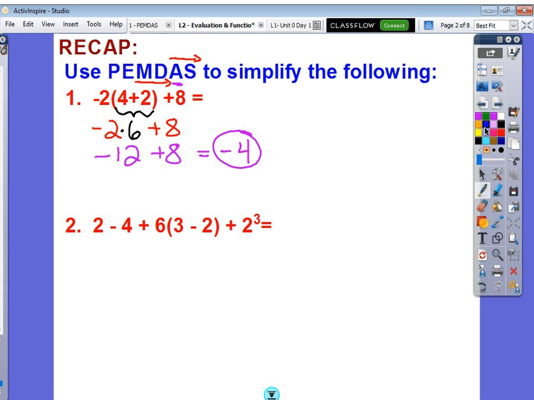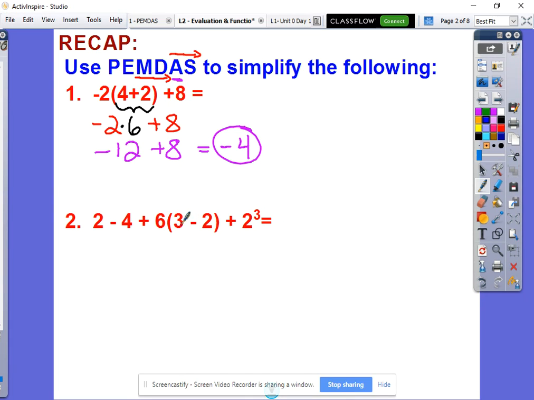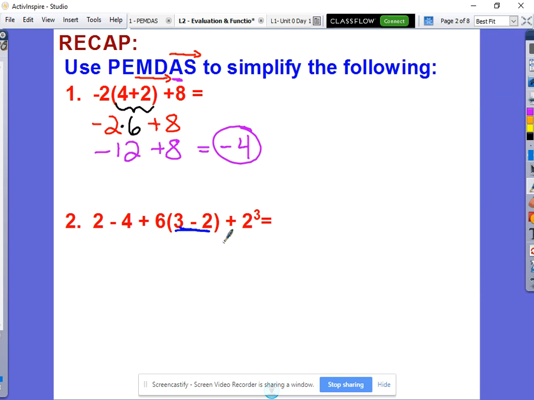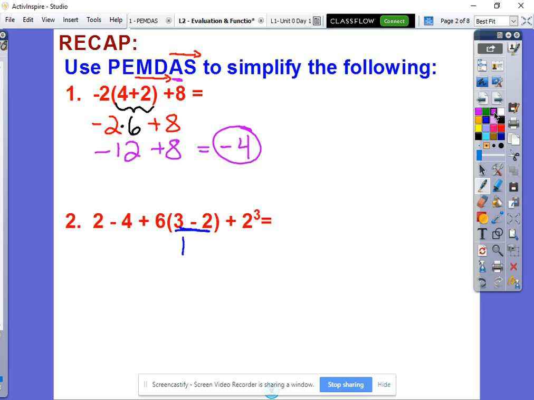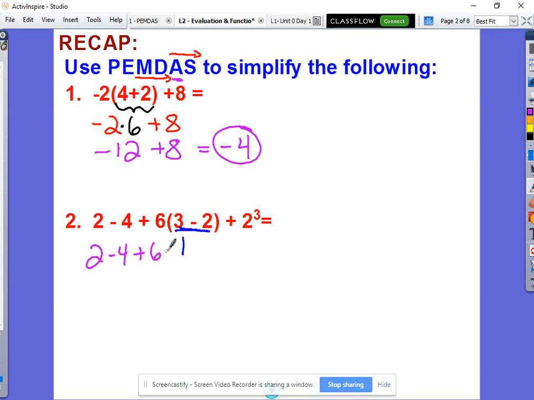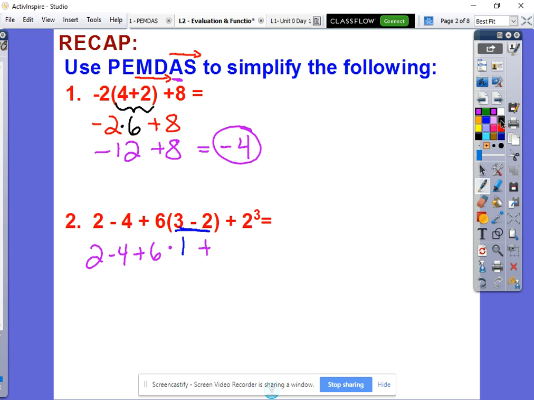All right, so first things first, parentheses. So 3 minus 2 right here, so that gives us 1. So I'm going to rewrite the rest of this as we go. So we have 2 minus 4 plus 6 times that 1. That's multiplication. And then plus, let's go ahead and take care of exponents.